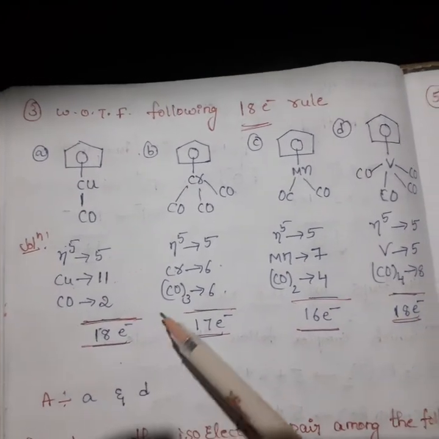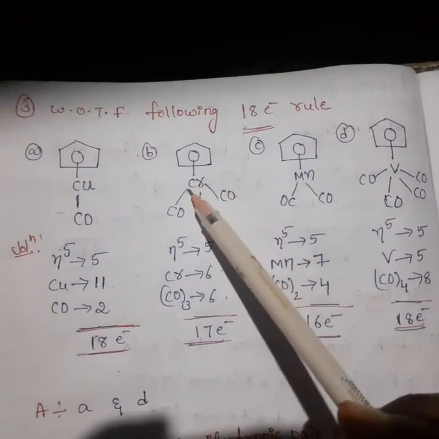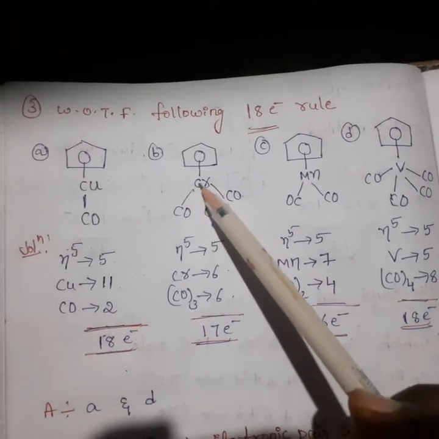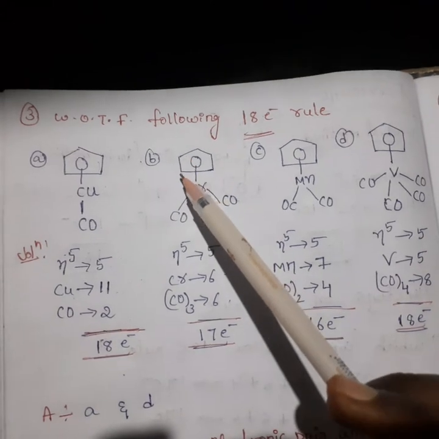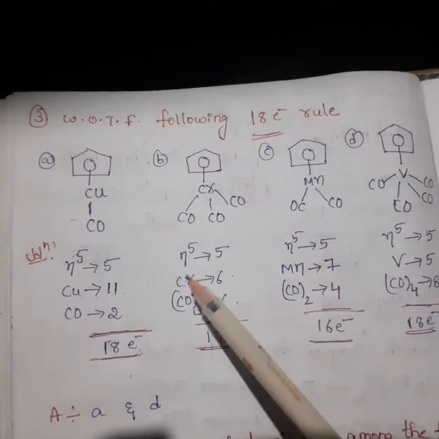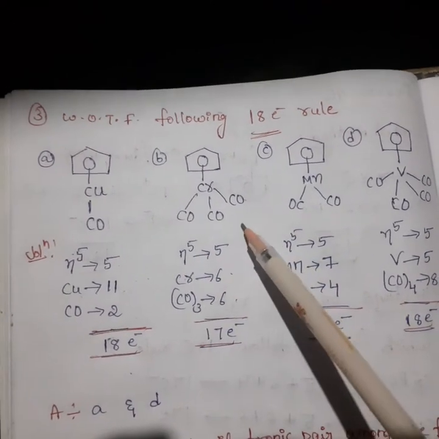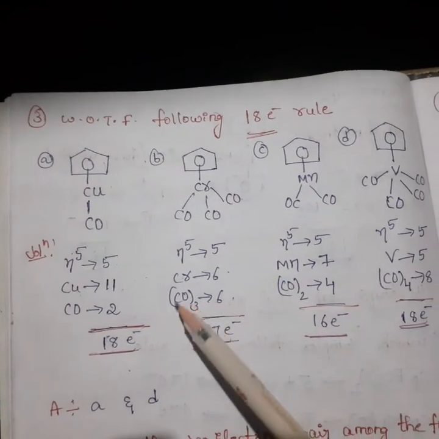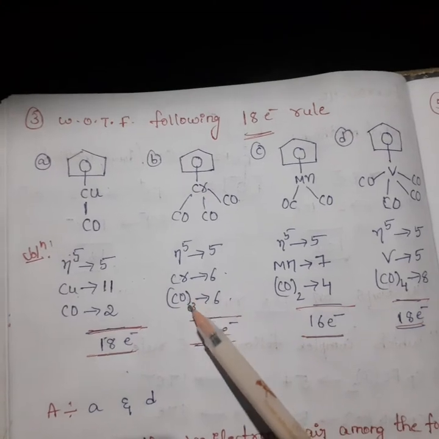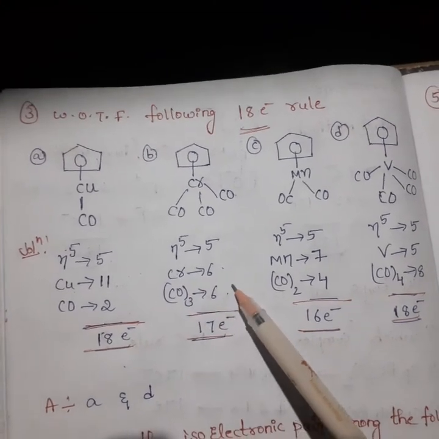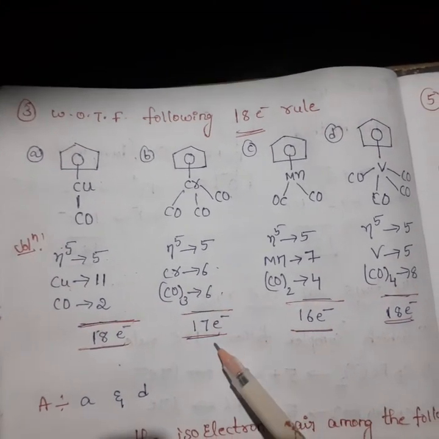Next. Let us look at this. Here also same, friends, this chromium is attached to this circle. Just count the number of atoms: 1, 2, 3, 4, 5. So here the hapticity is 5. Next chromium. So valency electrons present in the chromium is 6. We know this. Next carbonyl 3 means 3 2s are 6. So here we will get 17 electrons.